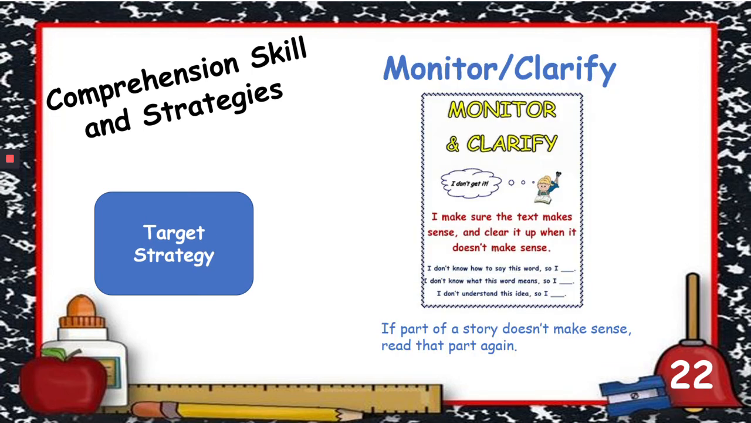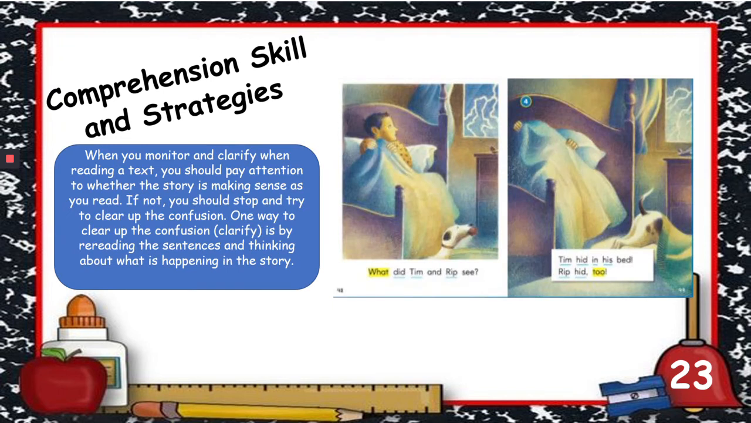Our target strategy for Lesson 3 is monitor and clarify. You can monitor and clarify parts of a story when you don't understand a certain part. For this strategy, I make sure the text makes sense and clear it up when it doesn't make sense. So if a part of a story doesn't make sense to you, read that part again to clarify. So let's use this strategy when we read a text.